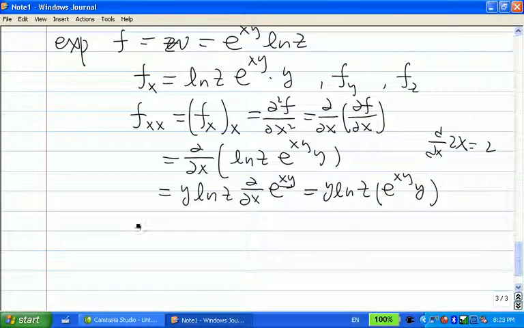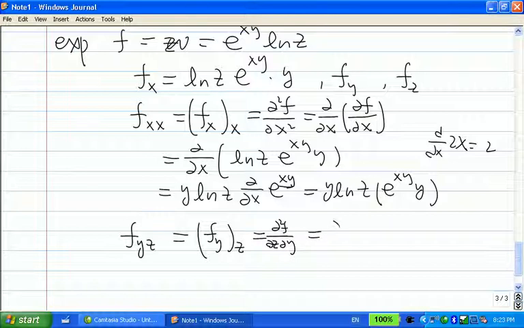Then we can find what? fyz. What does that mean? That's the second derivative. That means fy is the partial derivative with respect to y, which is a function. Then you take the derivative with respect to z on that function. Or you write it this way: partial z partial y. That means you want to take a derivative with respect to z on the result of partial f partial y.